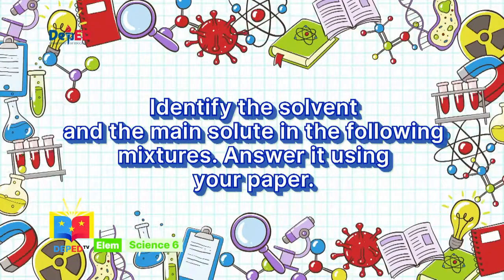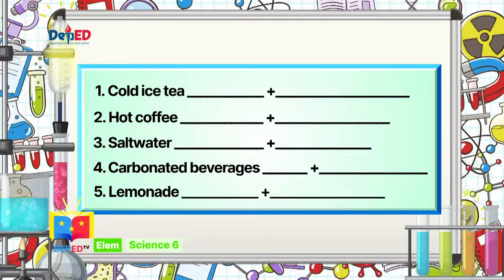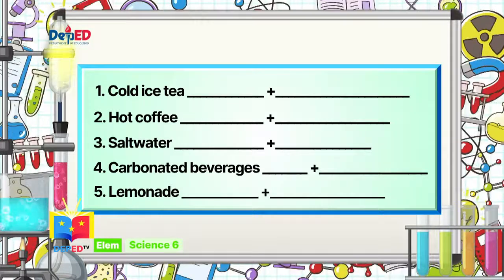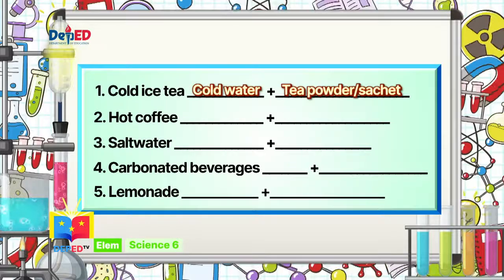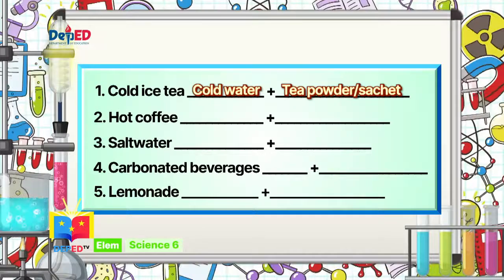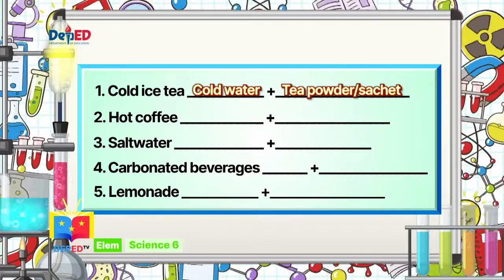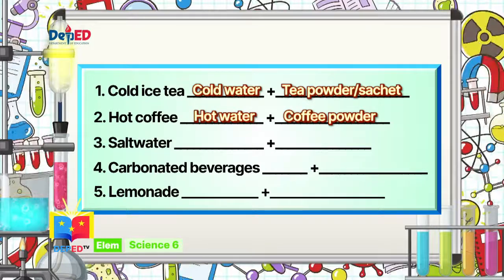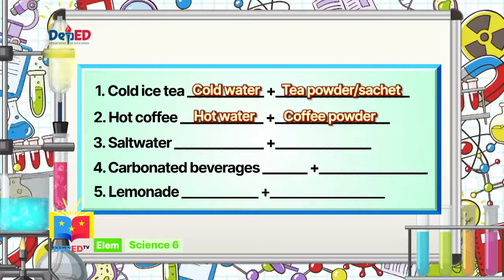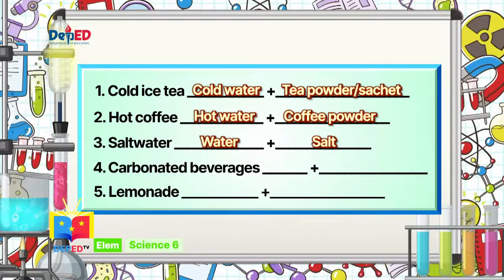Answer it using your paper. Number 1. Cold iced tea. The correct answer is cold water plus tea powder or tea sachet. Number 2. Hot coffee. The correct answer is hot water plus coffee powder. Number 3. Salt water. The correct answer is water plus salt.